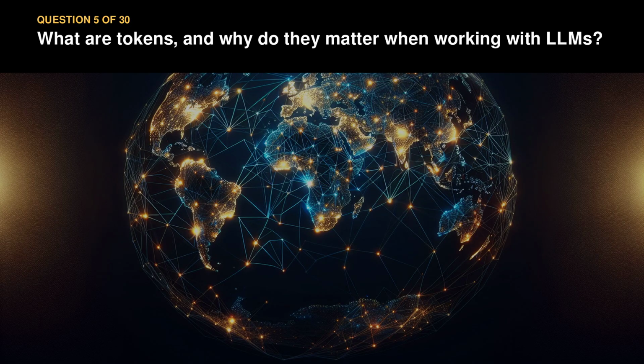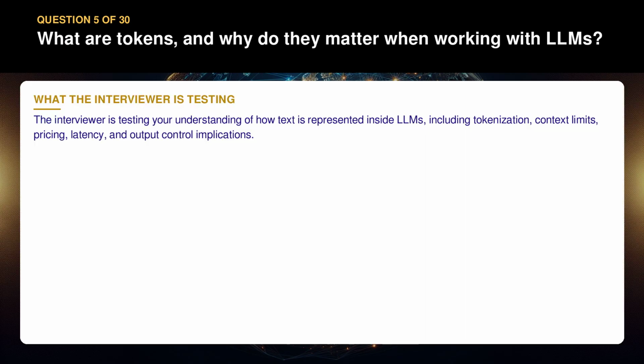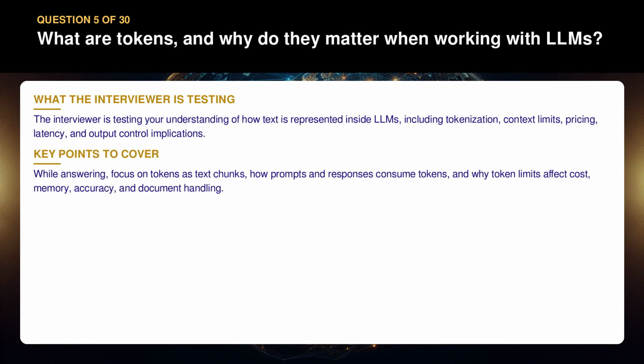Question 5. What are tokens, and why do they matter when working with LLMs? The interviewer is testing your understanding of how text is represented inside LLMs, including tokenization, context limits, pricing, latency, and output control implications. While answering, focus on tokens as text chunks, how prompts and responses consume tokens, and why token limits affect cost, memory, accuracy, and document handling.